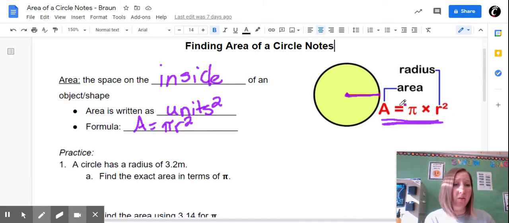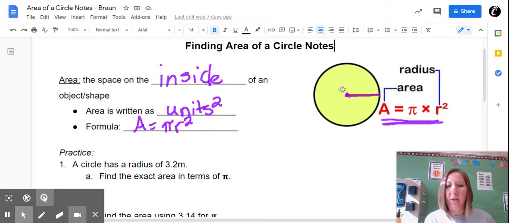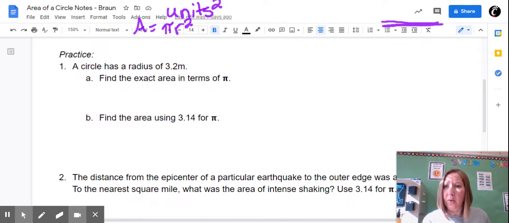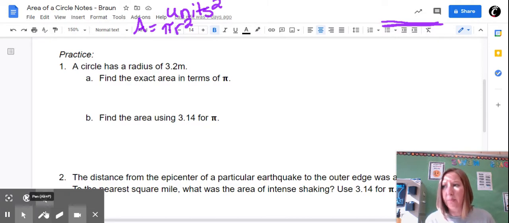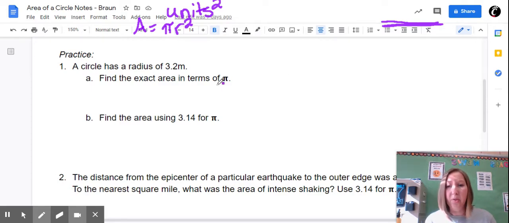So we're going to come down and do some practice together. Let me scroll down here. The first problem says a circle has a radius of 3.2 meters. Find the exact area in terms of pi, and then find the area using 3.14 for pi.